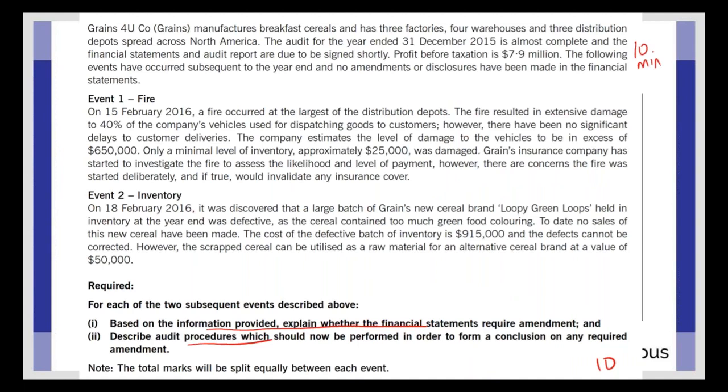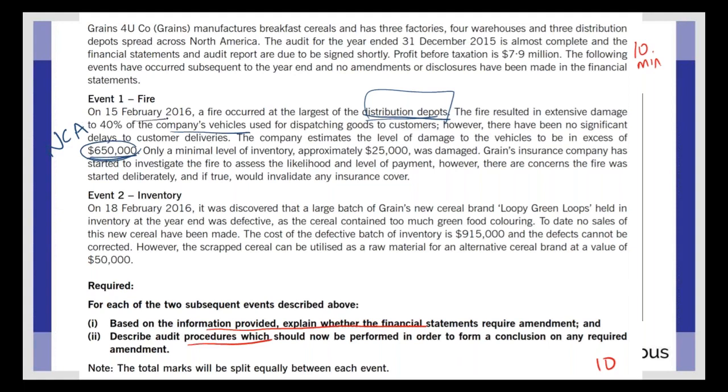Listen to my story very carefully. The company said, look at this. In one of the distribution depots, there was a fire. Some of the vehicles were damaged and there was some inventory which was affected. The company said that in that distribution depot there were vehicles worth 650,000. So they are saying vehicles worth 650,000 were damaged, recorded at 650,000. Now, how do they know that the value of those vehicles was 650,000? I'll confirm from the non-current asset register.